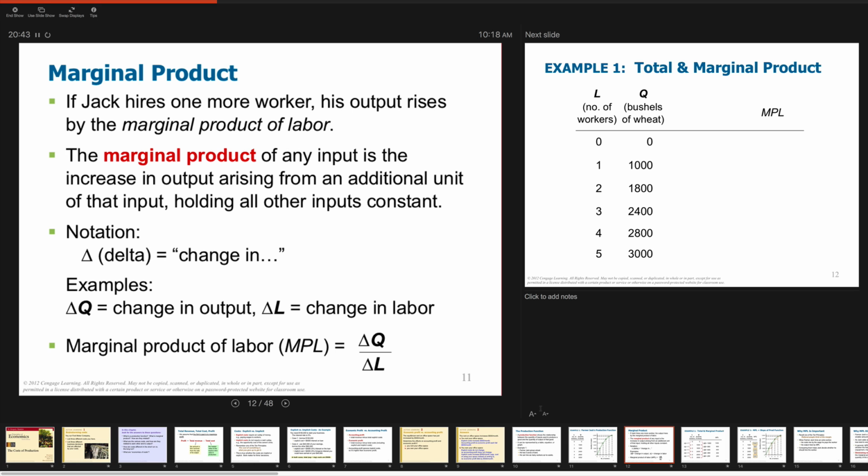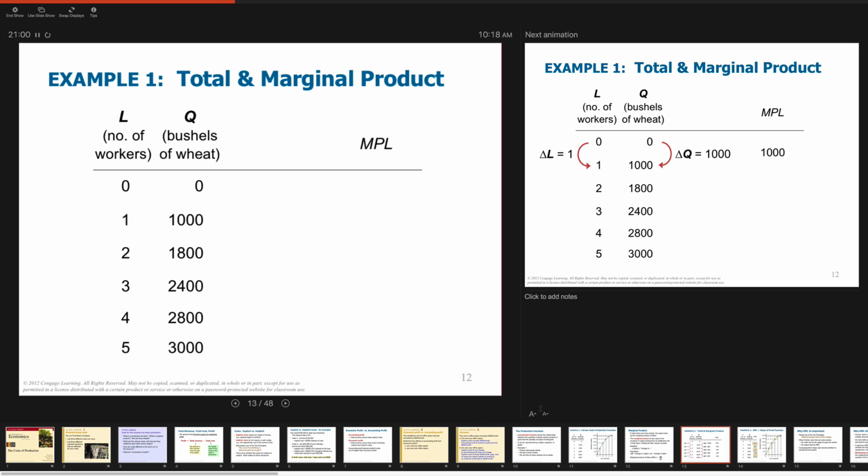MPL, marginal product of labor. So could we do marginal product of technology? Yes. Could we do marginal product of land? Of resources? Yeah. All right. So now we can do some math here and calculate the marginal product.